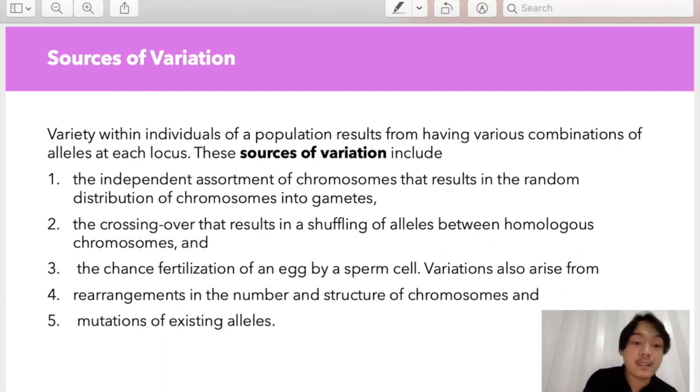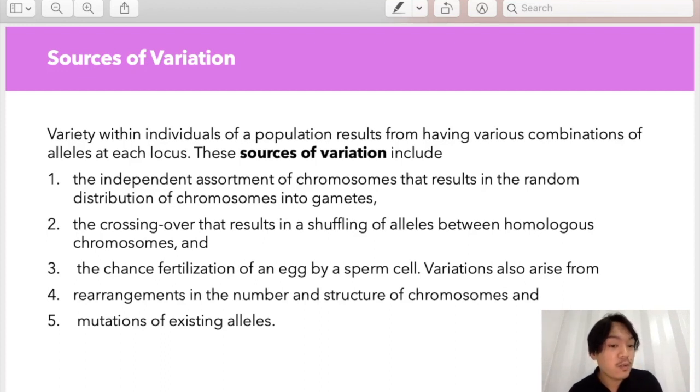The first is the independent assortment of chromosomes that results in the random distribution of chromosomes into gametes. So that's independent assortment. It's happening during cell division. There is a random chance that the genes carried by each offspring are different from one another. So we call that the independent assortment of chromosomes. It happens in meiosis 1 and 2.